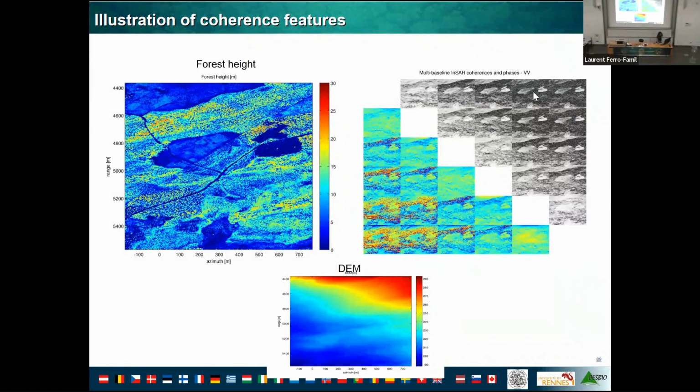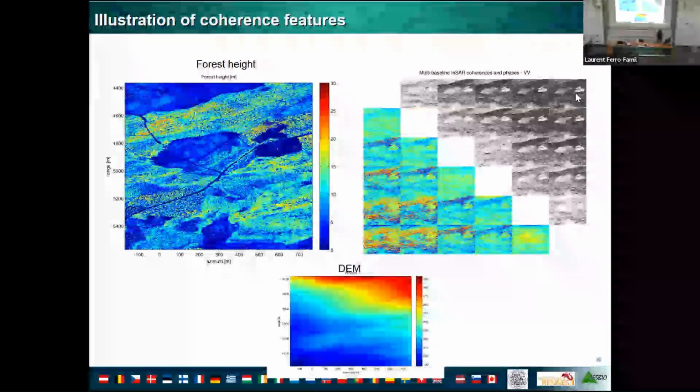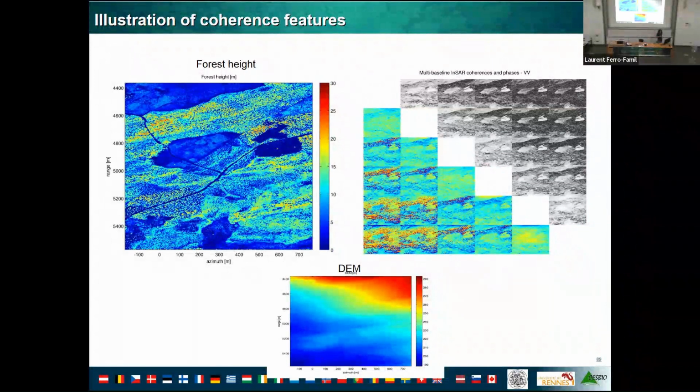Here, in the surroundings, you see that the decorrelation is very strong for large baselines and very small for small baselines. This means that, in fact, these pixels are dominated by the volumetric decorrelation. For small baselines, you have almost no decorrelation. For large baselines, it's very much decorrelated. So this is typical of volume. This corresponds to forest. And when you combine this analysis with the phase information, then you can understand why the tomograms give this value.